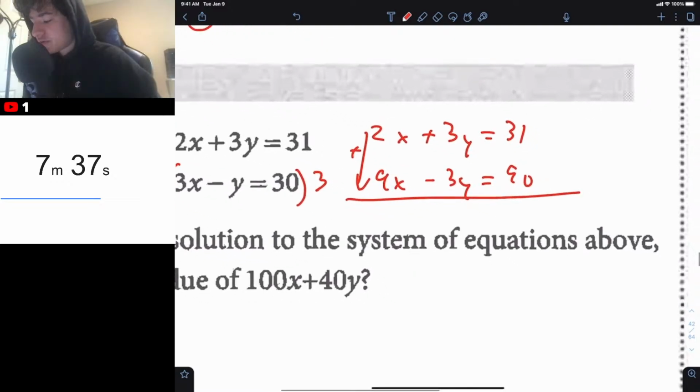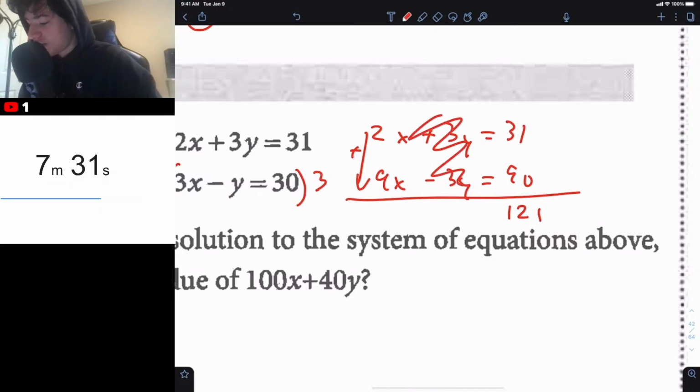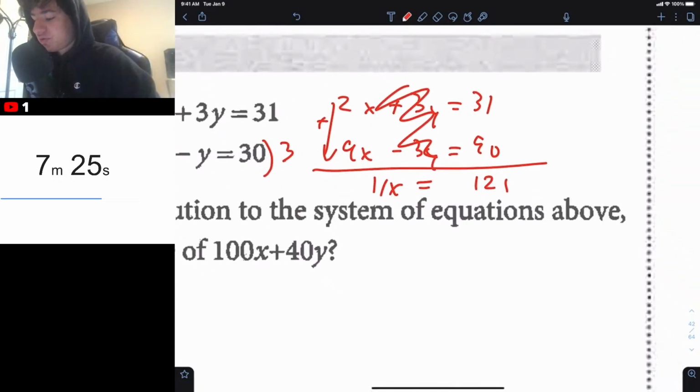Then I'm going to go ahead and add down. We can add equations when we're in a system. So 90 plus 31 is 121. These y's are going to cancel, and I get 11x equals 121. If I divide by 11 on both sides, I get x is equal to 11.